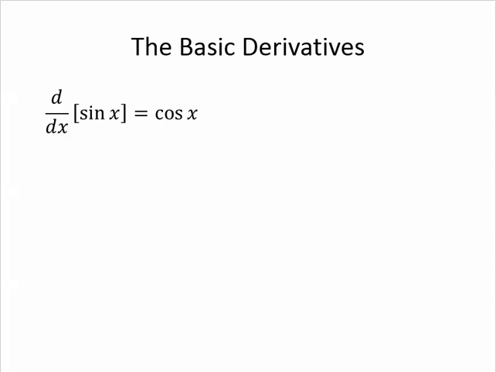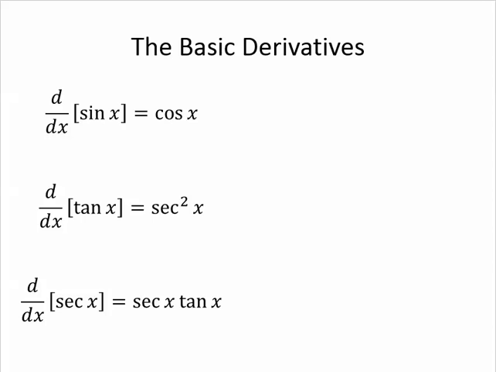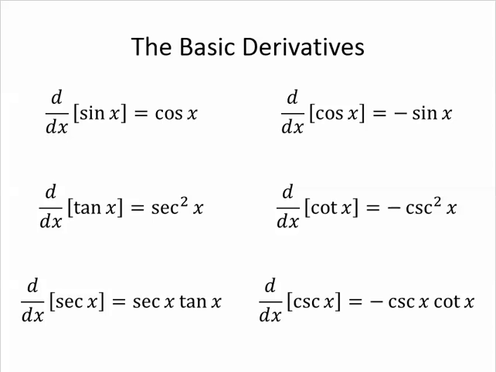Knowing your basic derivatives. Derivative of sine, derivative of tangent, and the derivative of secant. Derivative of cosine, cotangent, cosecant. Once you have these basic derivatives memorized, they give you basic antiderivatives.